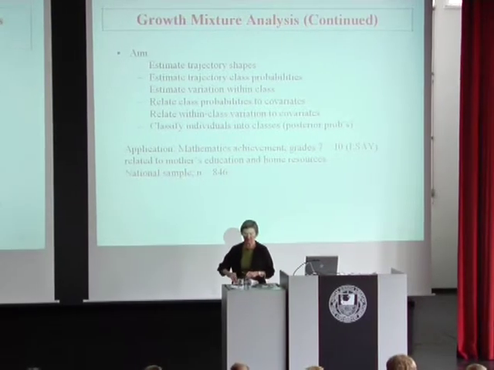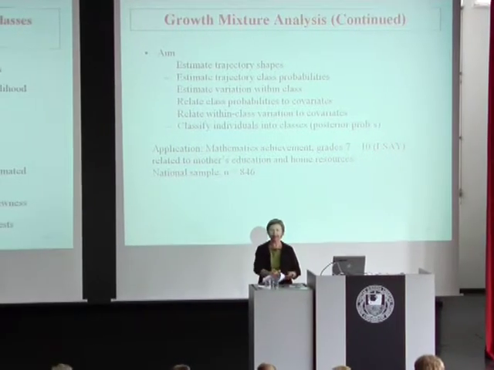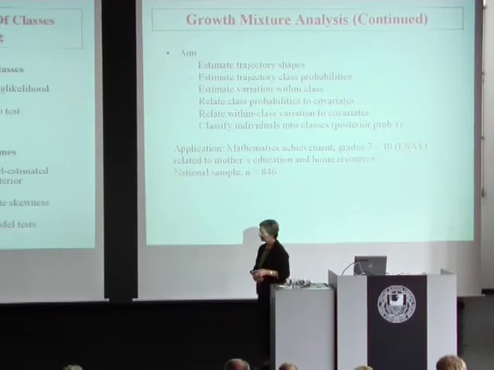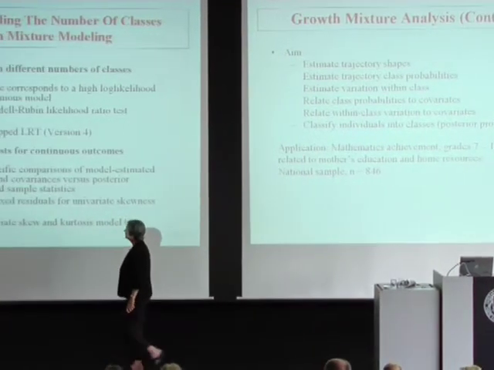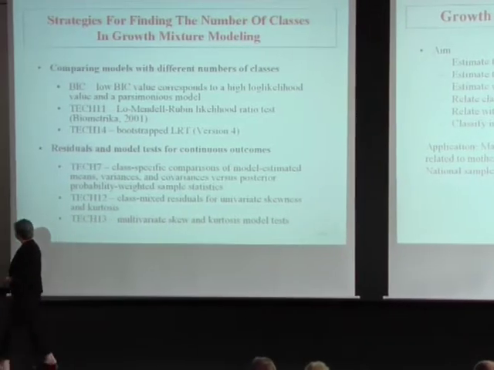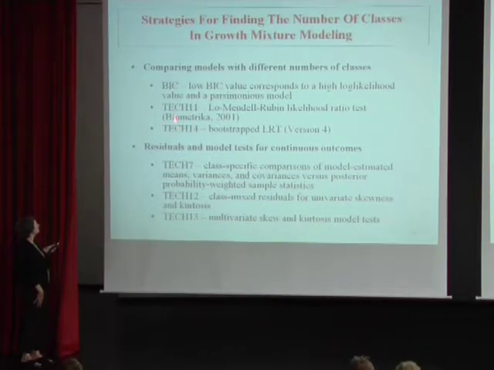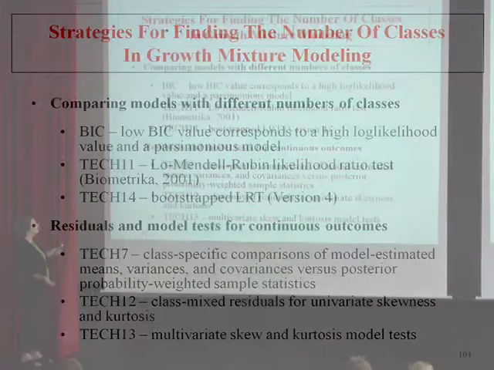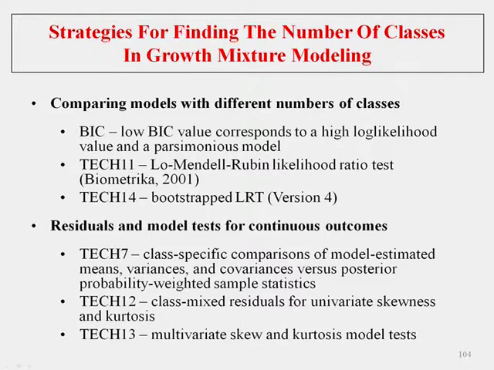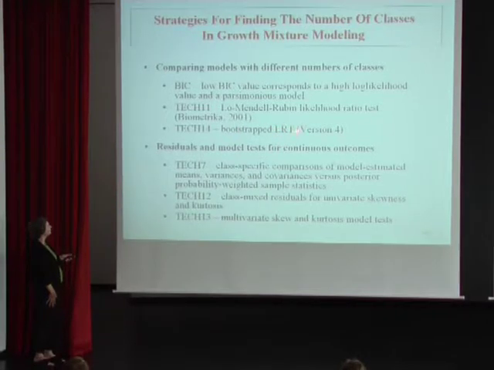We talked when we did LCA and other categorical outcome analyses about how we would compare models. And we used BIC, Tech 11, Tech 14, and also Tech 10 for categorical. Now, when we have continuous outcomes, we can't use Tech 10 anymore. We don't have univariate and bivariate tables. We can still look at BIC, looking at a low BIC or a minimum in BIC. And we can still look at the Lo-Mendell-Rubin likelihood ratio test and the bootstrapped likelihood ratio test.